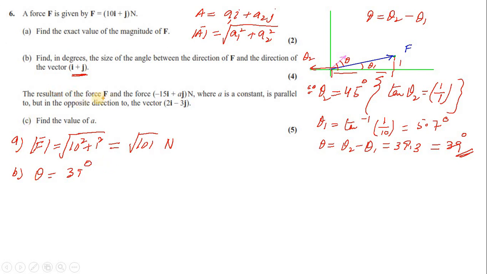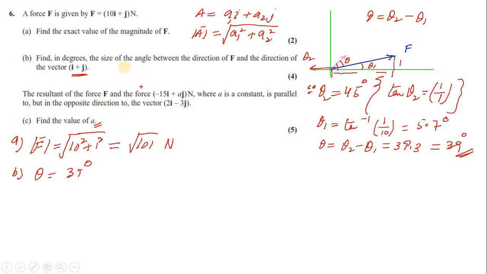The resultant of the force F and the force minus 15I plus AJ, where A is a constant, is parallel to but in opposite direction to a vector 2I minus 3J. Find the value of A. Now two vectors are given parallel.